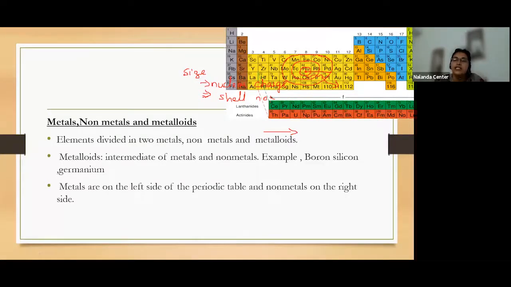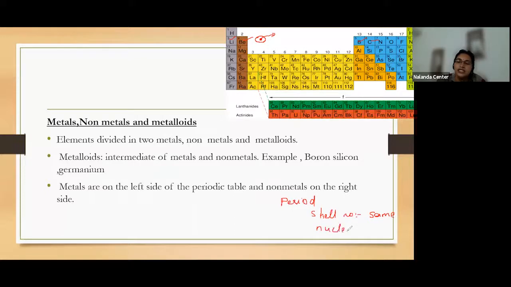When we go across the period, the shell is going to remain the same. Lithium, beryllium, boron, carbon, everyone is going to have just one shell around them. But the nuclear charge is going to keep increasing. So in a period, what happens? Shell number is the same, but nuclear charge increases.